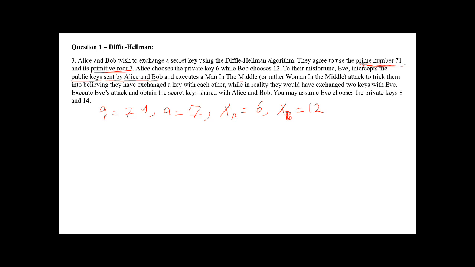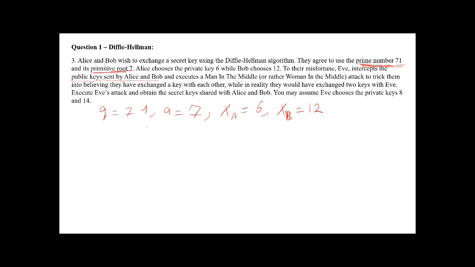So basically, what we want to describe here is an attack where Eve is communicating with both Alice and Bob without any of them knowing. Alice thinks that she is communicating directly with Bob, and Bob thinks he is communicating directly with Alice, while in fact both of them are communicating with Eve. So let's start by calculating the public keys of both Alice and Bob, since we have their private keys.